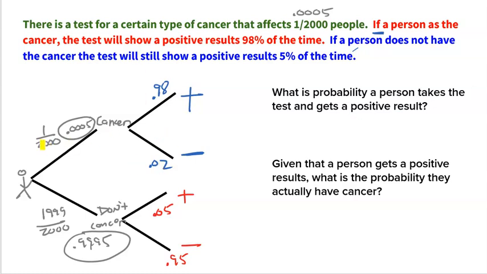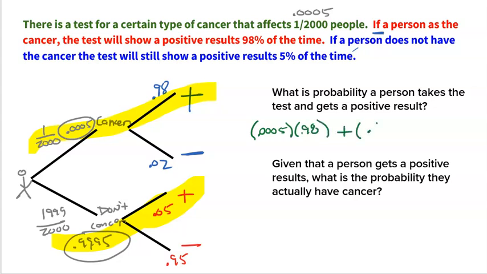Well, there's two branches that lead to positive. Just got to multiply them out to figure it out. So we could have the cancer, 0.0005, and then test positive. Or we could not have the cancer, 0.9995, and then test positive as well. So these false positives do happen. So again, take your time on multiplying this on your calculator, 0.0005 times 0.98 plus 0.9995 times 0.05.